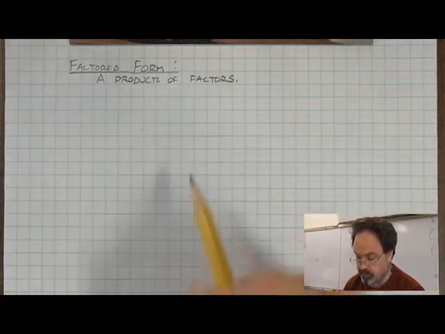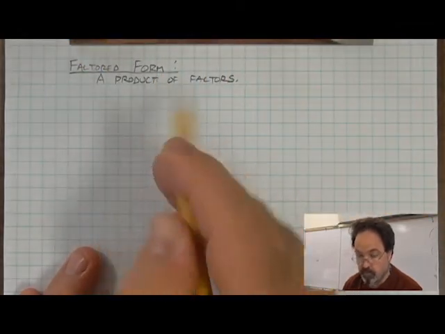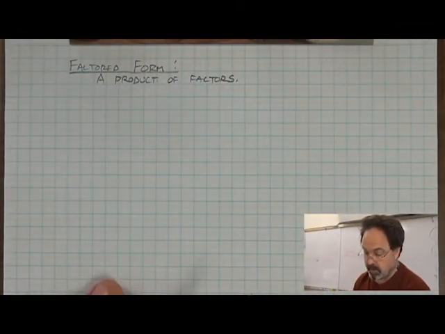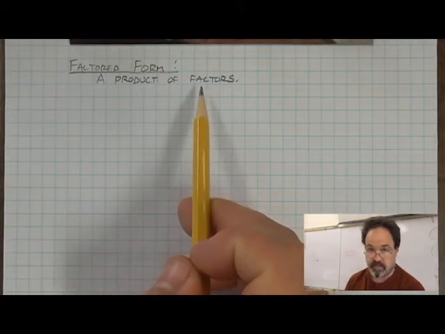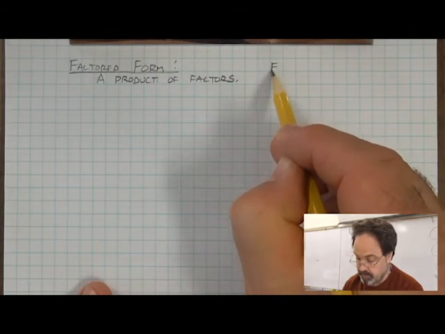And if we recall from previous lesson, we know that a product is what we call a multiplication problem, and a factor is a piece of the multiplication problem. Let's provide an example.